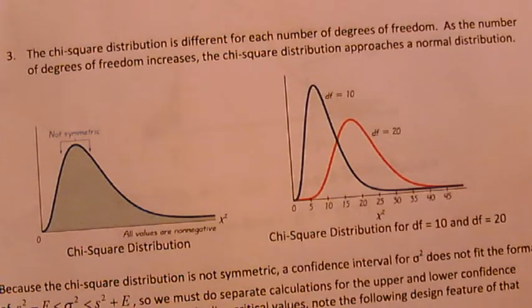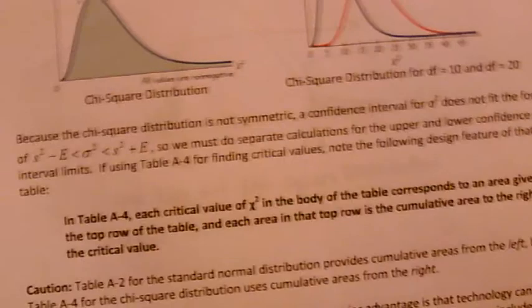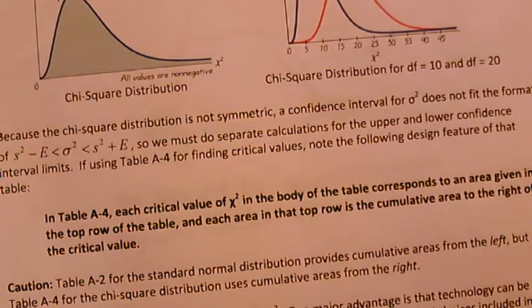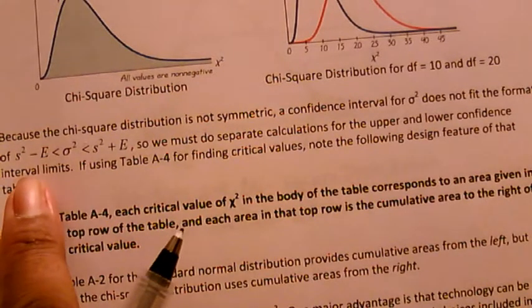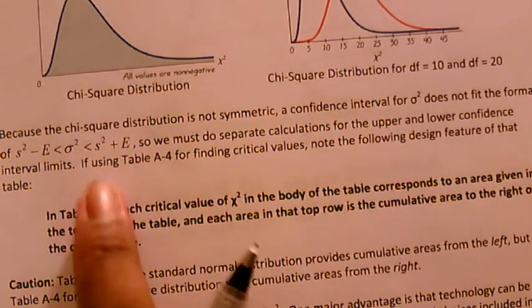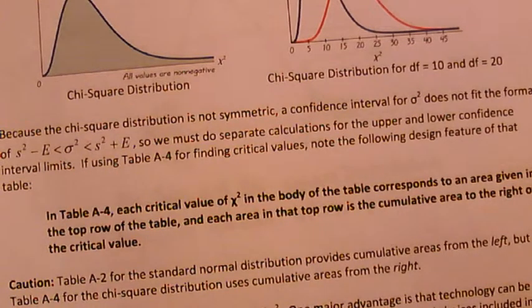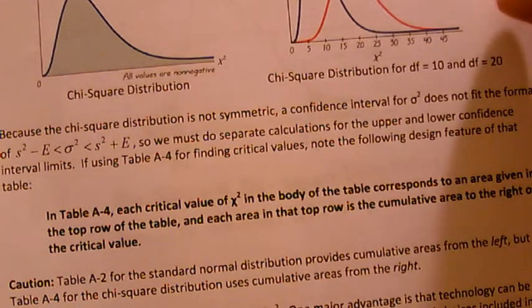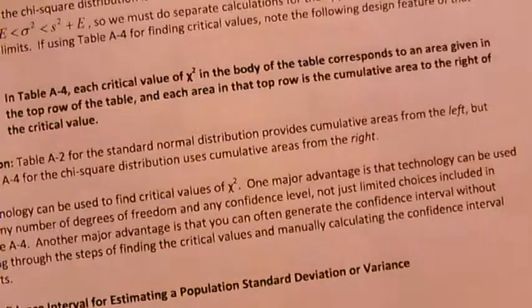Okay, and because the chi-squared is not symmetric, the usual format for a normal distribution, for a proportion and for a population mean, do not apply. So we can't use s squared minus e, which is less than sigma squared, and less than s squared plus e. Okay? So we have to use separate calculations for the upper and the lower confidence interval limits. Okay? And that's where table A-4 comes in.